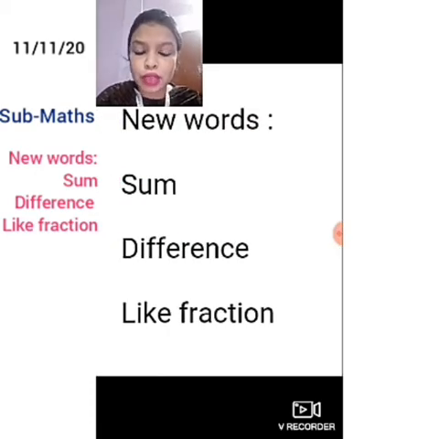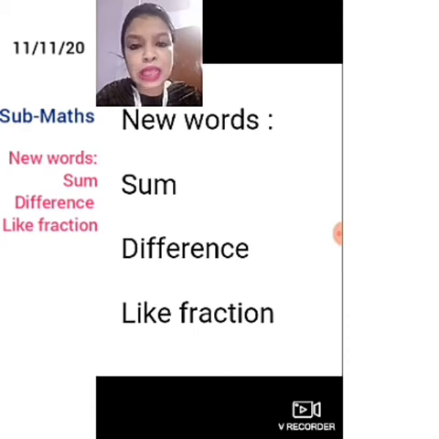The new words that you have learned today are sum, difference and like fraction. So what do you mean by sum? When you add 2 numbers, you are getting an answer, right? That answer is known as the sum. Suppose 5 plus 5, what is the answer? 10. So the sum of 5 and 5 is 10. That answer is known as the sum for addition.